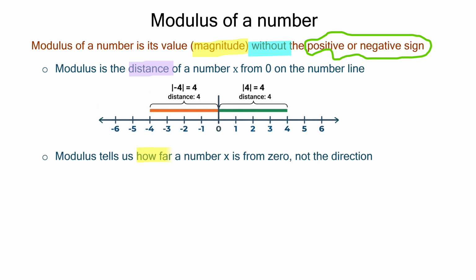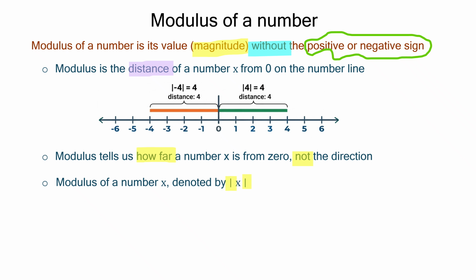Now, what about the modulus of -4, or the absolute value of -4? Even though we walked to the left into negative territory, the physical distance from 0 is still exactly 4 units. So the absolute value of -4 equals 4. And since distance can never be negative, the modulus is always positive or 0. We write the modulus using 2 vertical bars around our number.